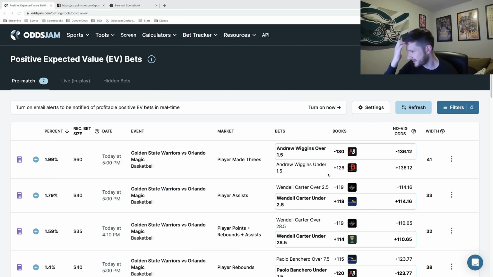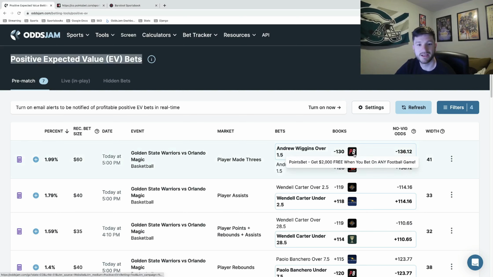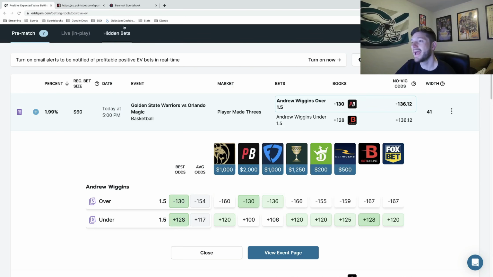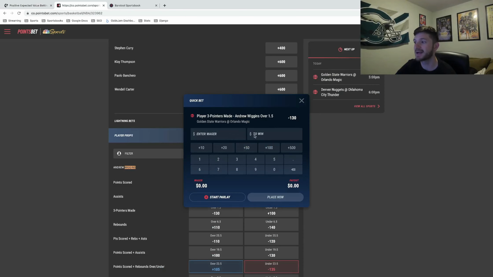The first play that I'm going to lock in, I should say, is Andrew Wiggins over 1.5 made three-pointers, minus 130 at PointsBet. Of course, this is a positive expected value play. So let's chat about this one. Minus 130 at PointsBet. Let me go ahead and lock this in before anything. I would like to put a full unit on this one.